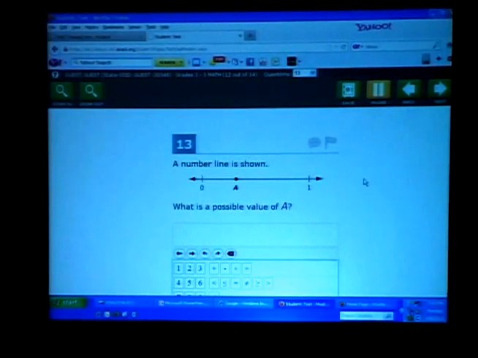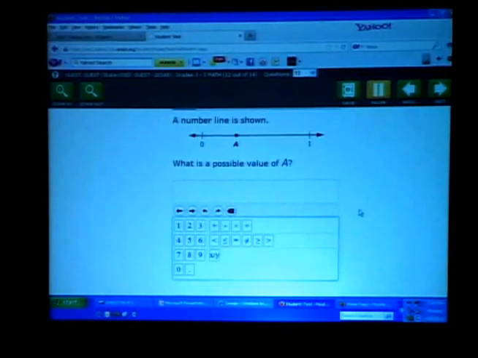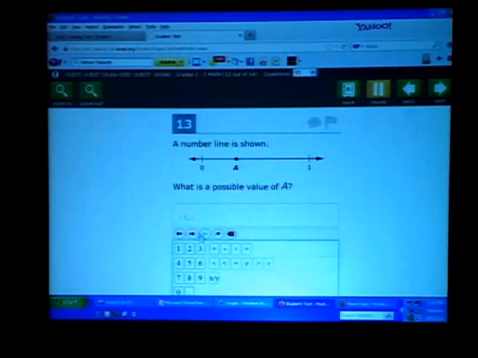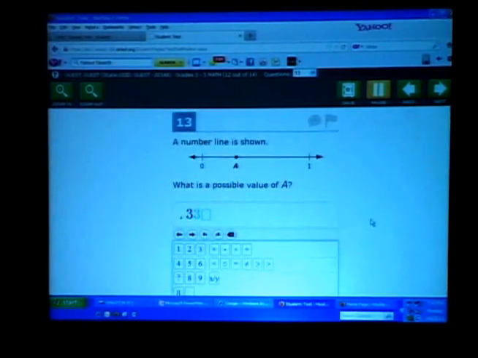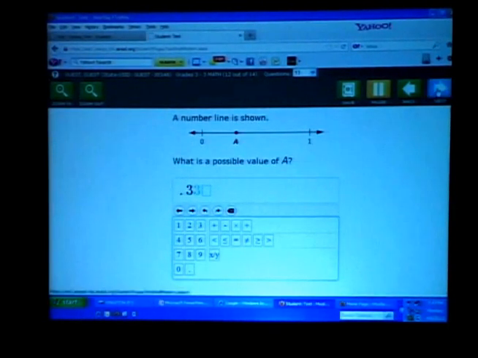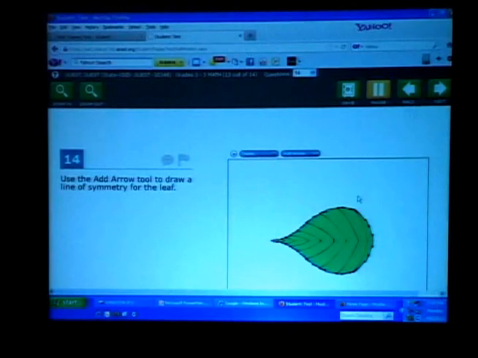A number line is shown. What is a possible value of A? Again, they have to manipulate a keyboard, electronic keyboard. Use an add arrow to draw a line of symmetry for the leaf.